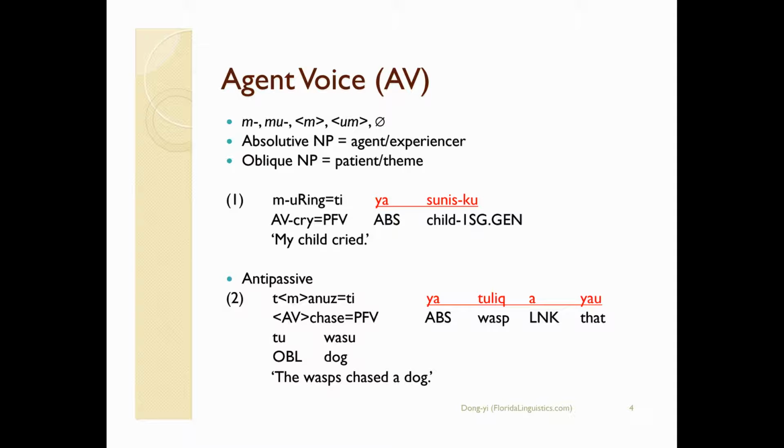For example, the verb in 1 takes m, an agent voice marker, and the agent argument of this verb, soon in school, my child, takes the absolutive case marker ya. Sentence 2 exhibits a similar pattern, except that there is an oblique patient argument, duwasu, a dog.